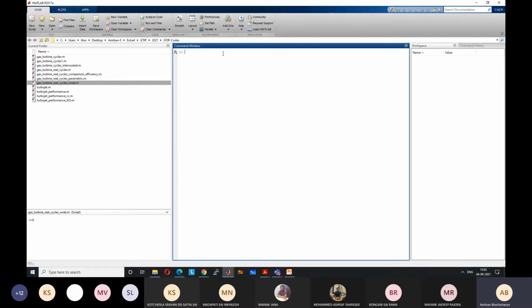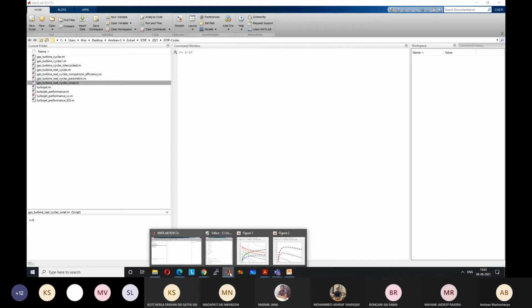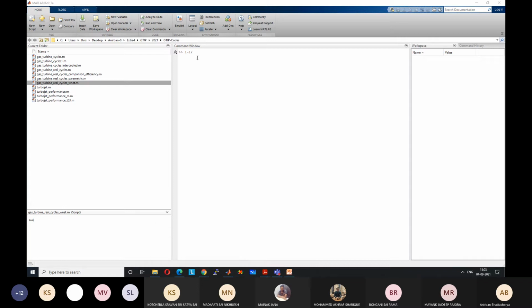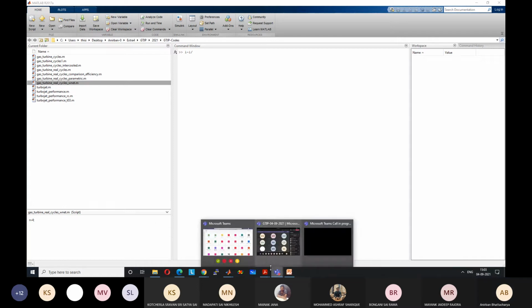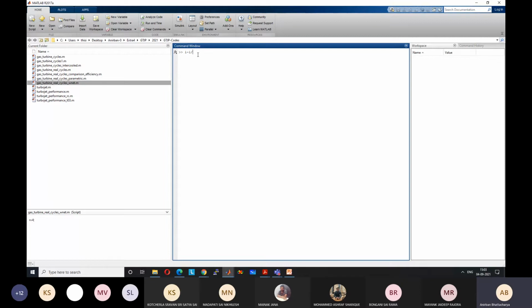What will be the value for an ideal cycle? Calculate. What was the expression? 1 minus 1 by r to the power gamma minus 1 by gamma, right? What is the expression of efficiency of a simple cycle? This is a simple cycle, right? Similar to a simple cycle, because we can consider it to be a continuous turbine process. r is 9.